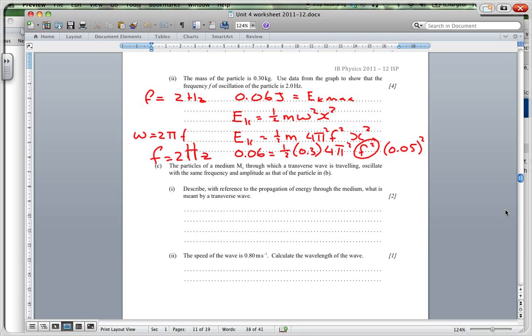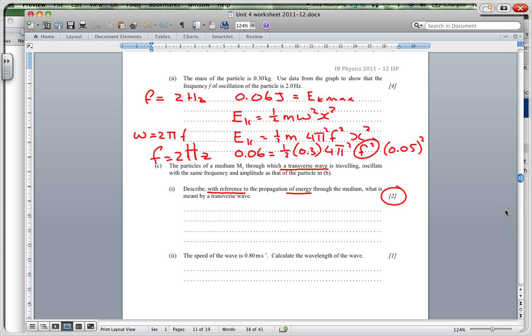For C, the particles of a medium M through which a transverse wave is traveling oscillate with the same frequency and amplitude as that of particle B. So we're looking at a transverse wave. Describe with reference to the propagation of energy through the medium. What is meant by a transverse wave?